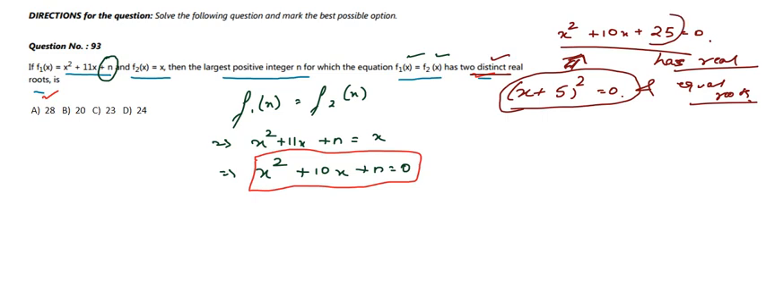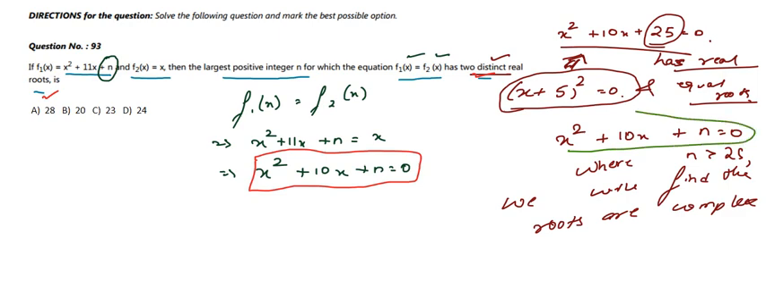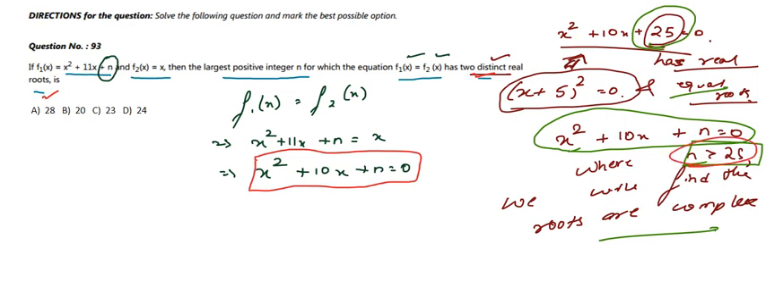So let n be greater than 25 in x square plus 10x plus n equal to 0, where n is greater than 25, we will find that the roots are always complex. You can simply pause this video and try one example where x square plus 10x plus n equal to 0, where n is greater than 25, and you will find that the roots are complex. So n cannot have value 25 because here we have equal roots, and n cannot have value greater than 25 because here we have complex roots.